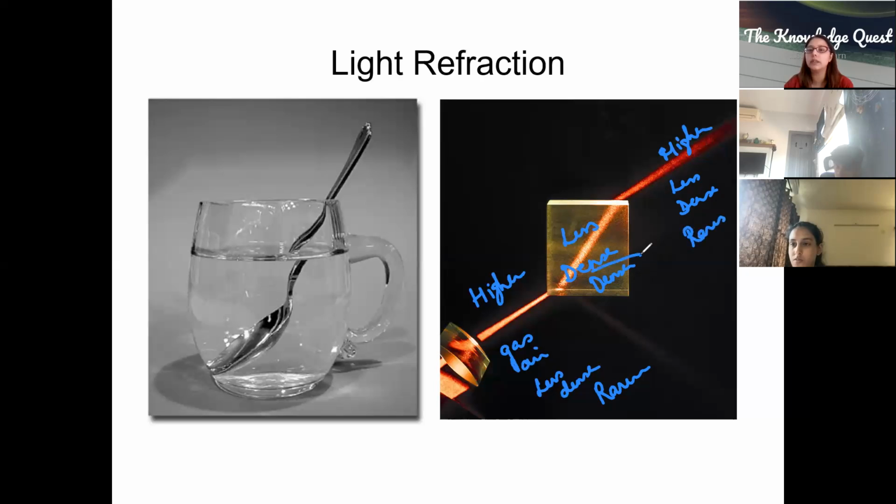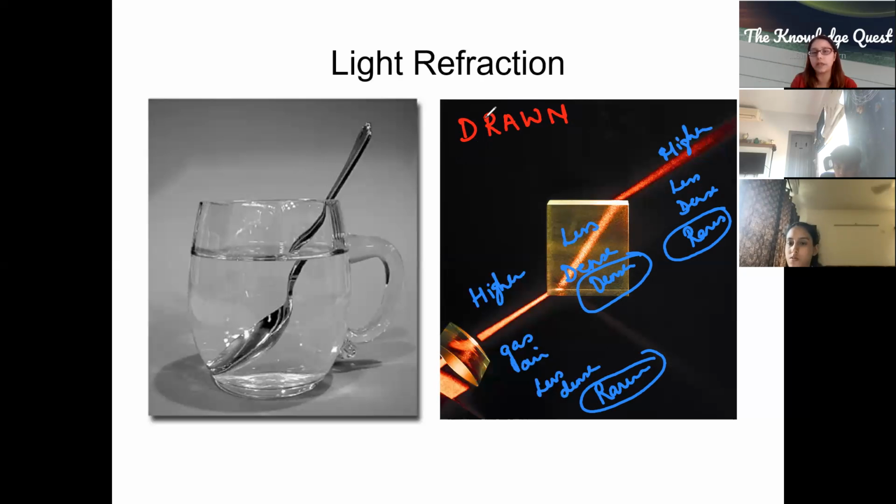Did you understand these three words? Denser, rarer, and this is also rarer. अब आपको मैं एक word देती हूँ. The word is DRAWN. This is just a mnemonic for you to remember. Whenever the light is traveling from a denser to a rarer medium, it will move away from the normal.